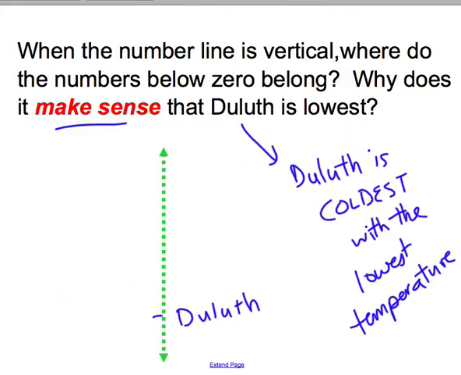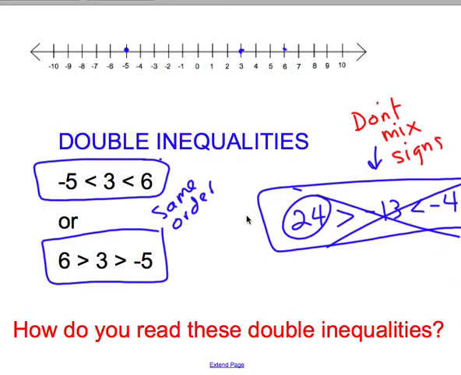Then we also looked at vertical number lines, and we looked at 3 very cold cities and their temperatures in February. And my question was, why does it make sense that Duluth was the lowest? And you guys knew that it's the coldest with the lowest temperature. And then you learned something new, double inequalities, which is just a way to represent the relationship between three numbers.